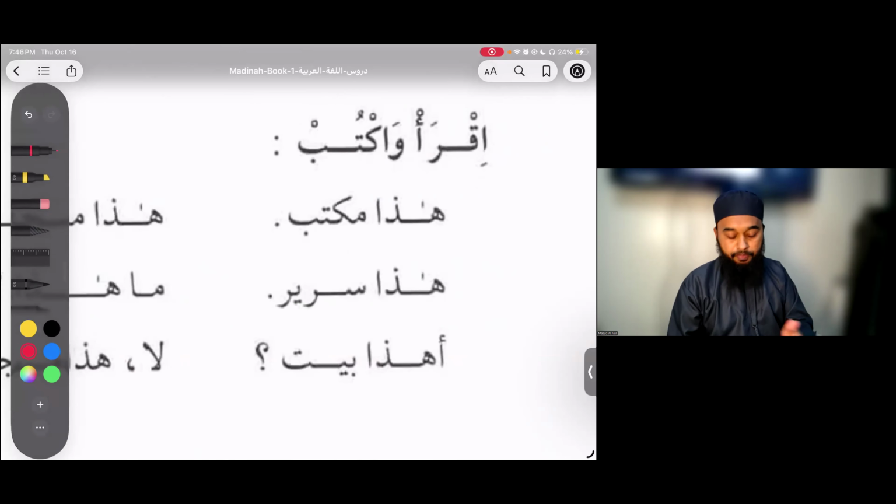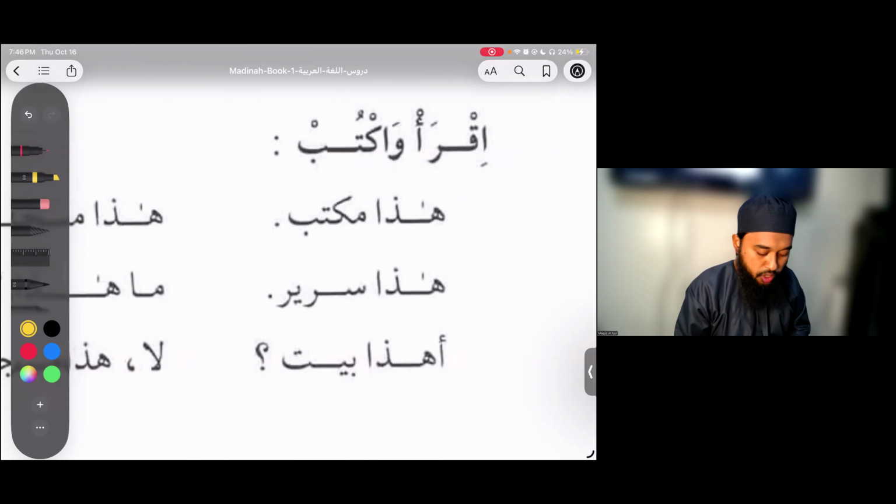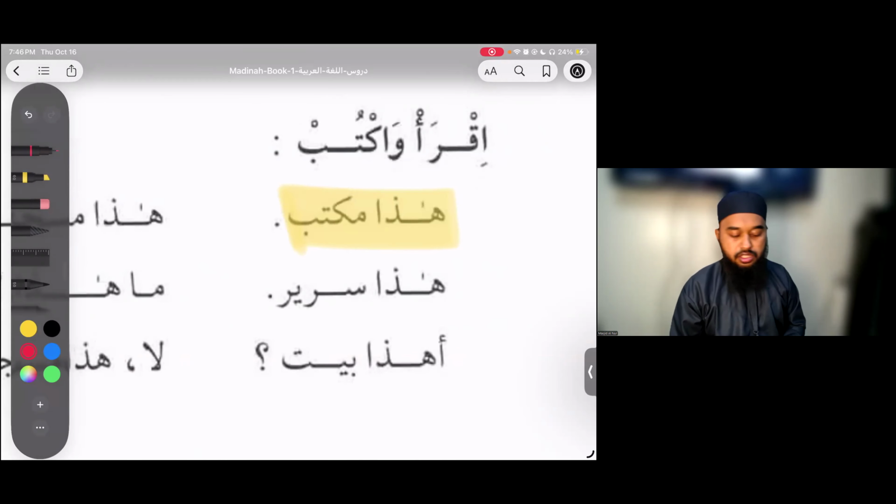Now let's give this a try. This word has no vowels, literally has no vowels. Can someone read this word for me? Read it with هذا مكتب. No, read it with the Arab. هذا مكتب. Yeah. So far, give it a try again.